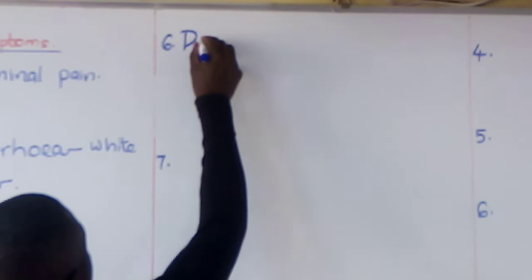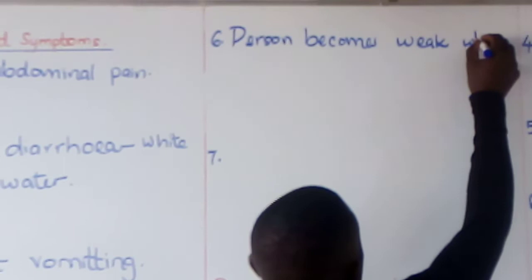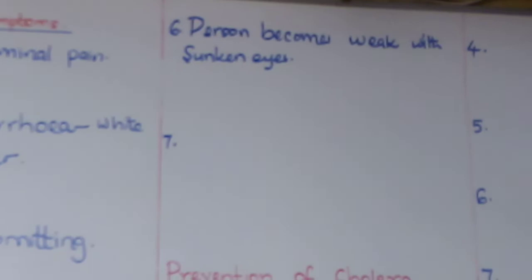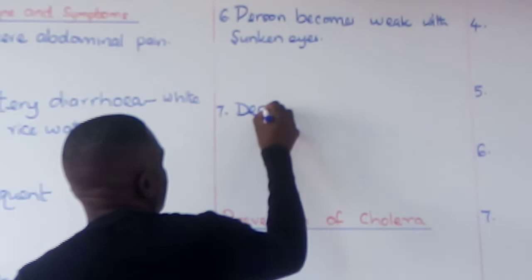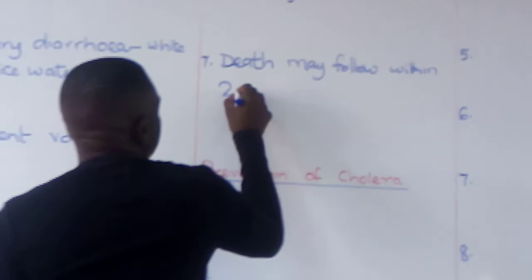Then another sign and symptom: the person becomes weak and the eyes become sunken. Becomes weak with sunken eyes. Another sign or symptom: if not treated, cholera can kill within 24 hours. Death may follow within 24 hours if not treated.